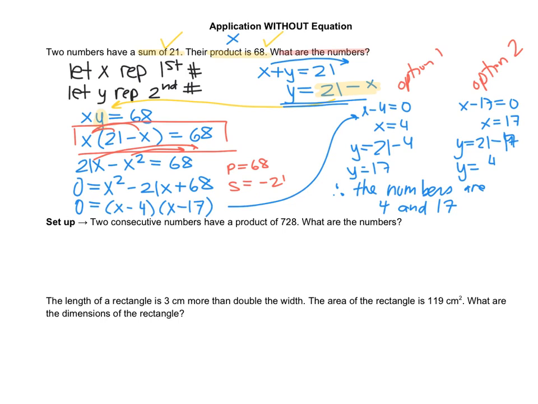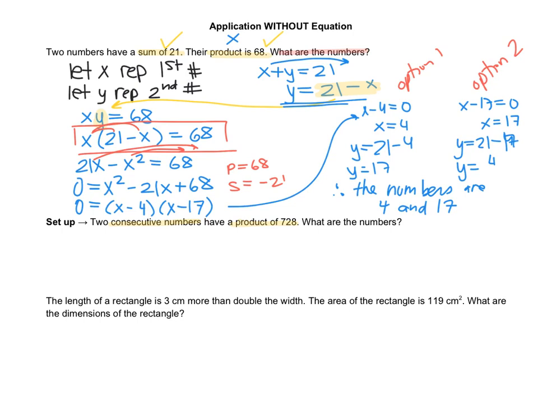Now, for the next problem, we're just going to set it up. We're not going to worry about solving it because the solving is exactly the same as above. Two consecutive numbers have a product of 728. So that's important. What are the numbers? In this scenario, they didn't tell us anything about a sum or a difference, but they did tell us that the numbers are consecutive, which means like 2, 3, 10, 11, 20, 21.